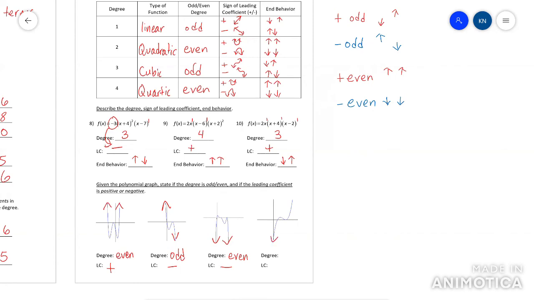And then this last one is a down, up. The only one that does down, up is a positive odd function. So my degree is odd and my leading coefficient has to be positive.